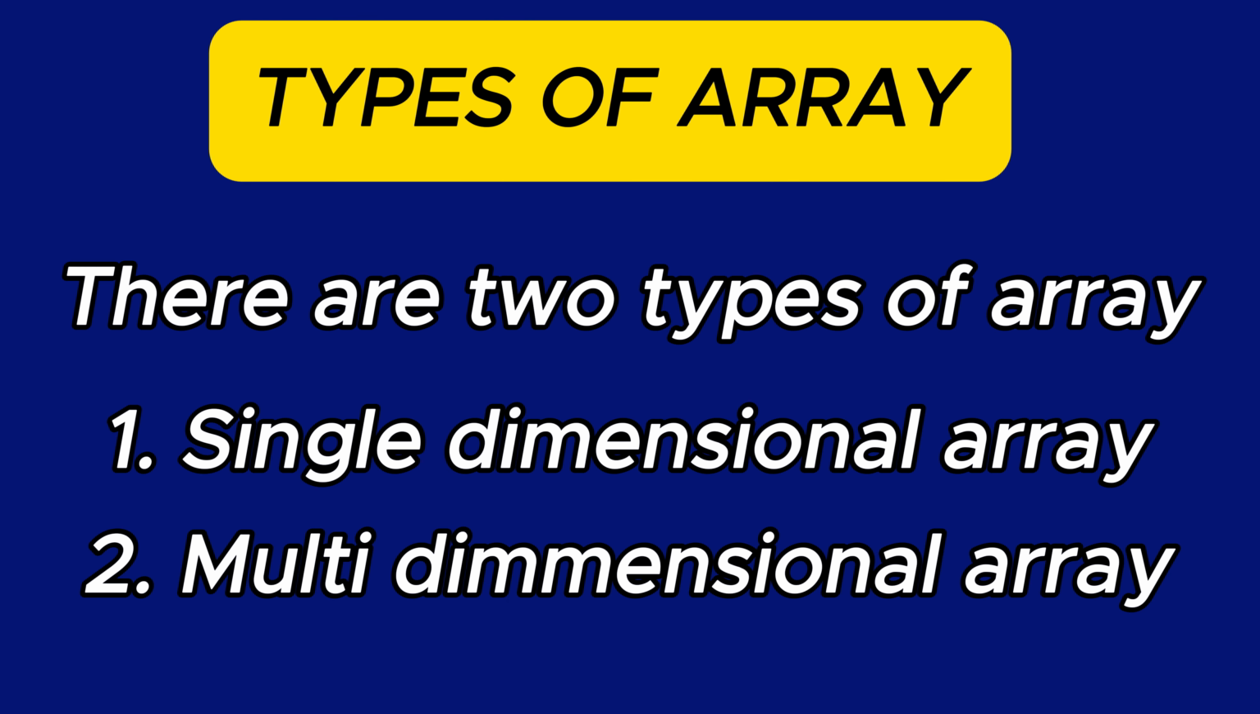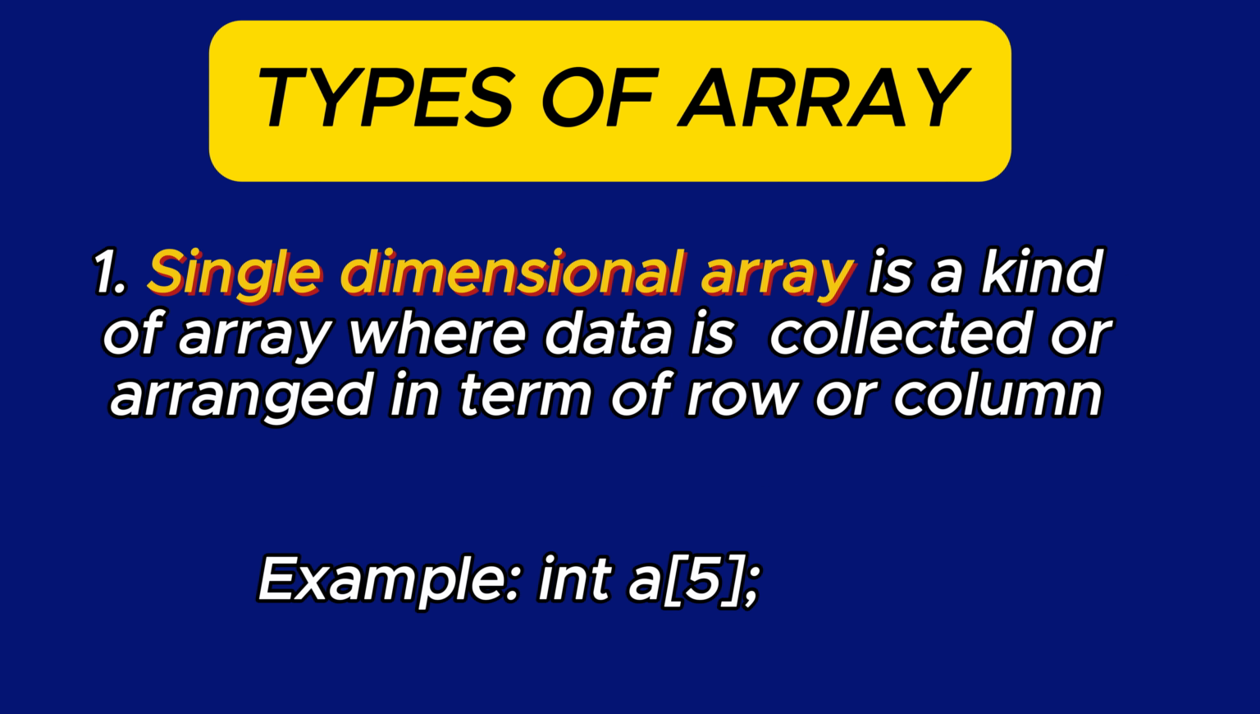Now let us proceed with types of array. Actually, we have two main types of array, which are single dimension array and multi-dimension array. A single dimension array is a kind of array where data is collected or arranged in terms of row or column. We can arrange data in only a row or a column. For example, when we say int a[5], it means int is the data type, a is the array name, and 5 is the size.